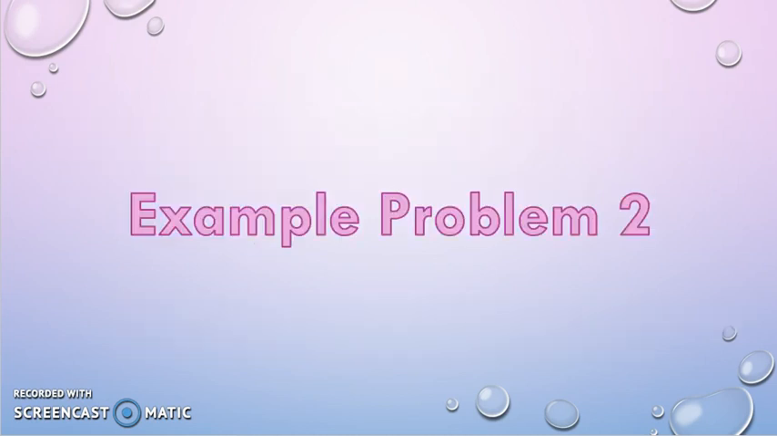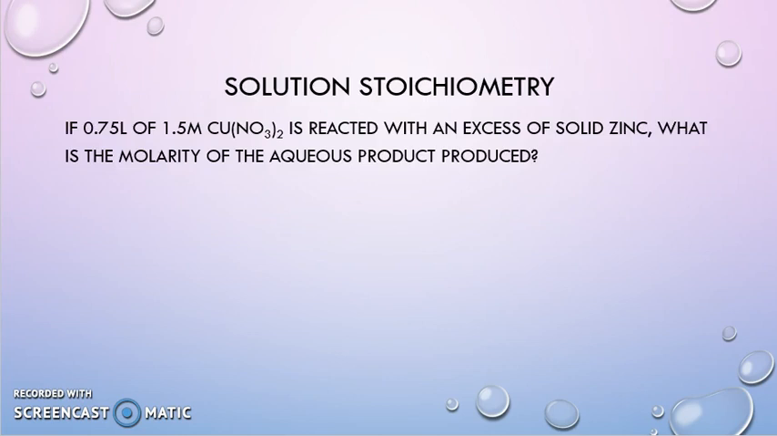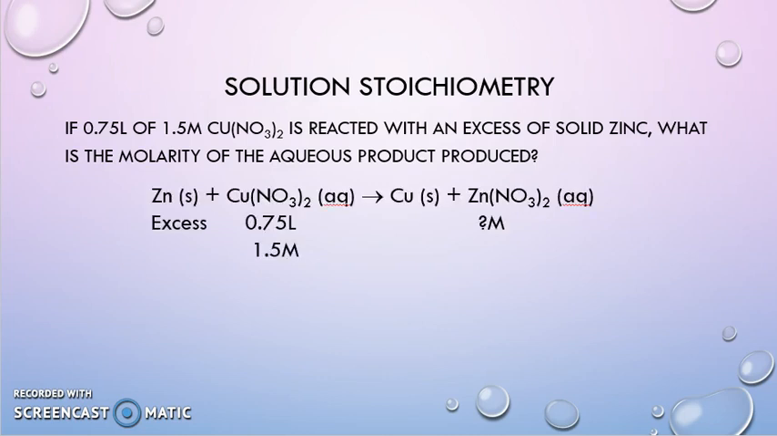Let's try another sample problem, a little bit different this time. Very similar to our last problem, but with a little bit of a twist. So if we have 0.75 liters of 1.5 molar copper 2 nitrate, and again we're reacting that with an excess of zinc, now the question is asking us, what is the molarity of the aqueous product? Like every good problem, a balanced chemical equation is a really great place to start and layer the information that you're given.